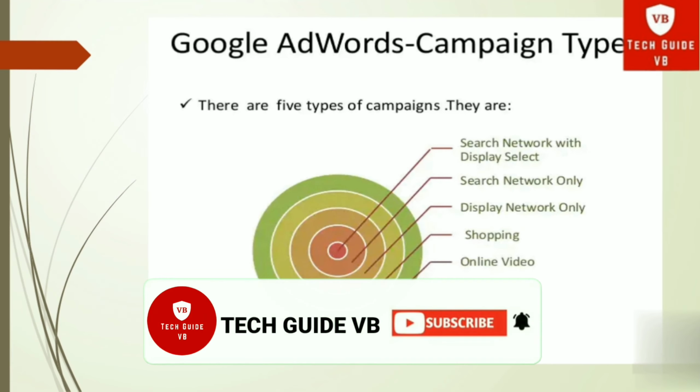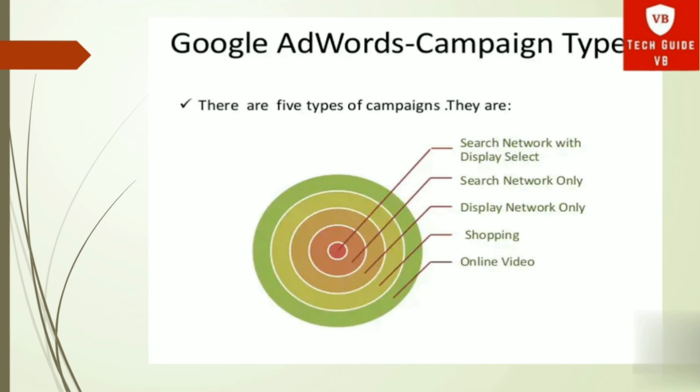Next is shopping campaign. Shopping campaigns are ideal if you are a retailer looking to sell your product inventory. Shopping ads appear in search results and the Google Shopping tab. Store owners can also use local inventory ads to promote products available at their physical location.